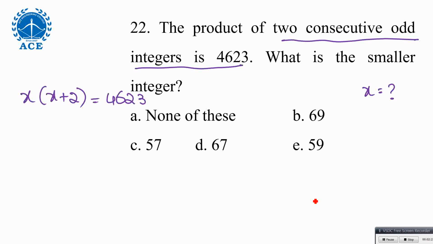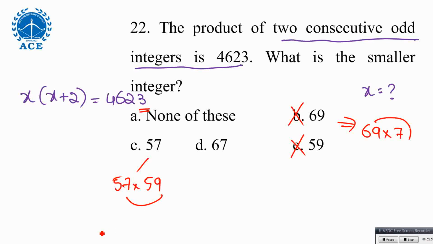See, one thing, as we already discussed, you can use the units place concept. Say the smallest integer is 69, then the next odd integer is 71. 69 into 71, what is the units place here? 9 into 1 is 9, but here the units place is 3. Not correct. Obviously 15 is also wrong. It should be among 57 and 67. 57 into 59, 7 nines are 63, units place 3 satisfied.